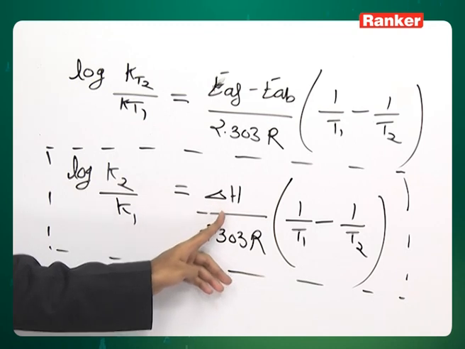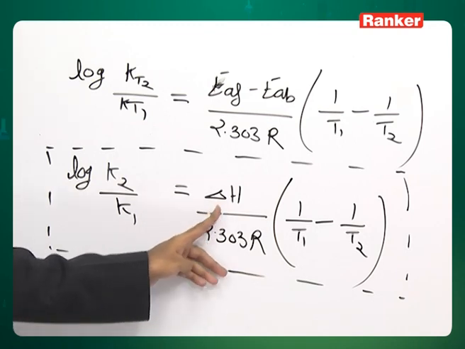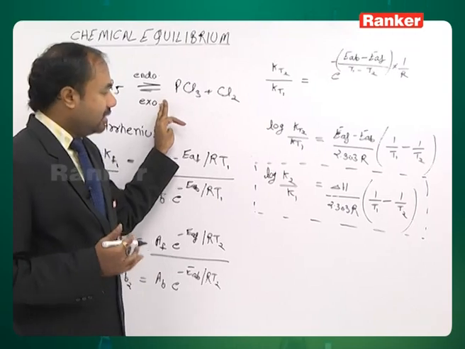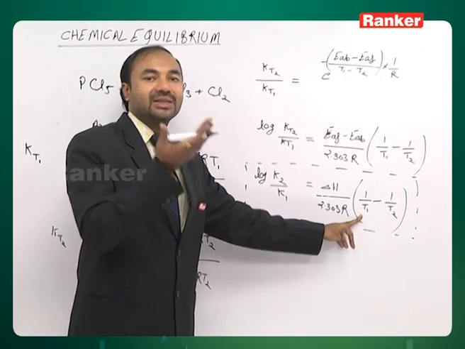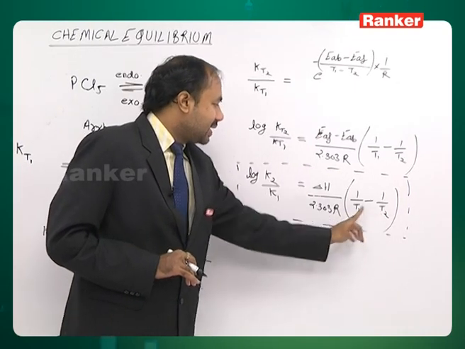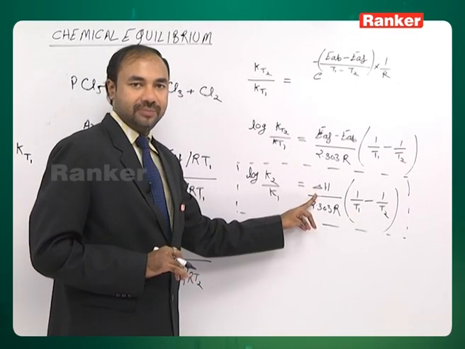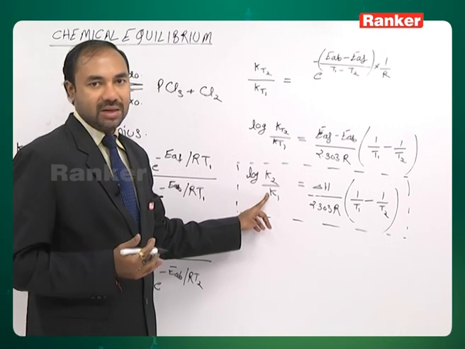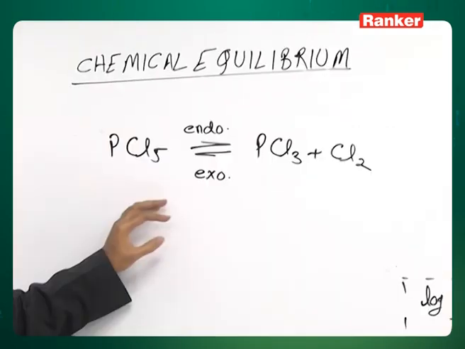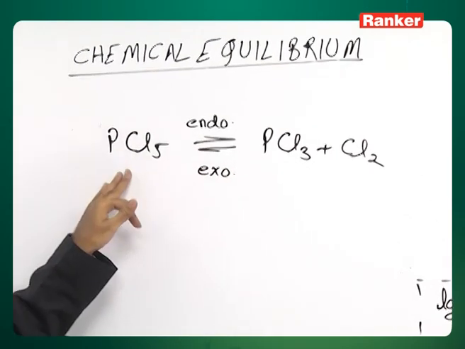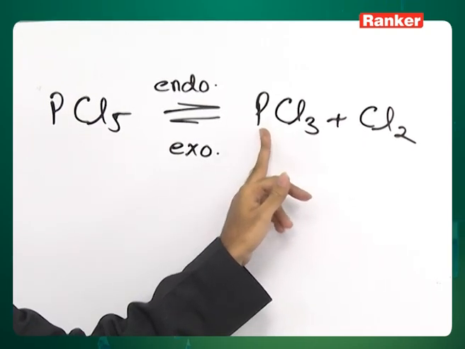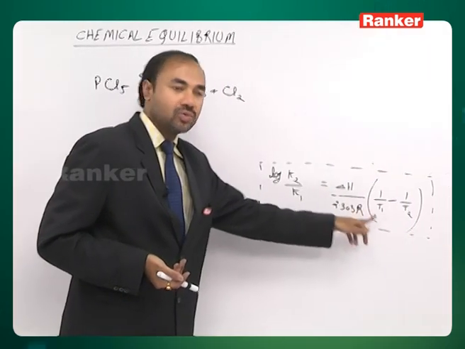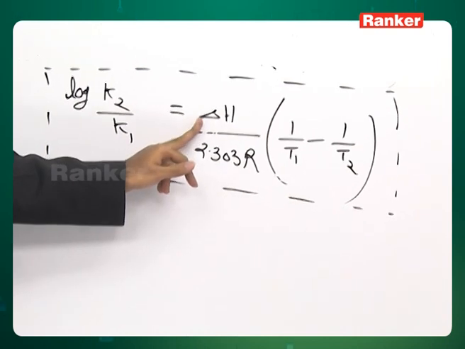If delta H is positive, it means the reaction is endothermic, forward reaction in this particular case. T2 greater than T1 means you are increasing the temperature. If you increase the temperature and the reaction is endothermic, simple mathematics, K2 will come out to be greater than K1, means new equilibrium constant will be greater than the previous one. This reaction is PCl5 decomposing to give PCl3 and Cl2, an endothermic reaction. T2 greater than T1, so K2 will come out greater than K1 because delta H is positive for the forward reaction.